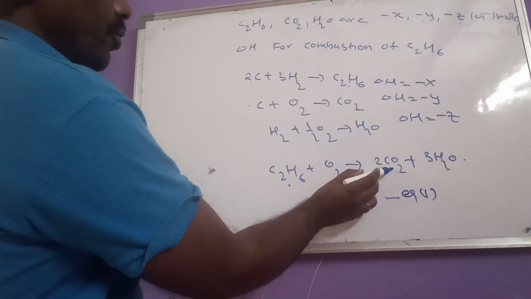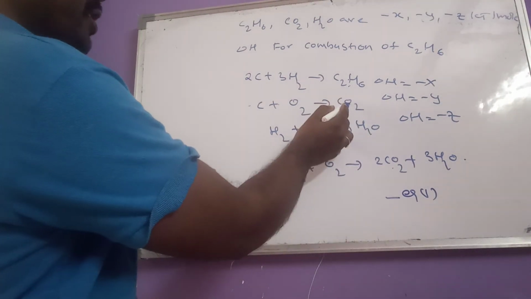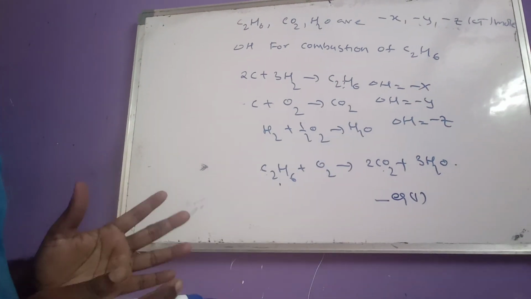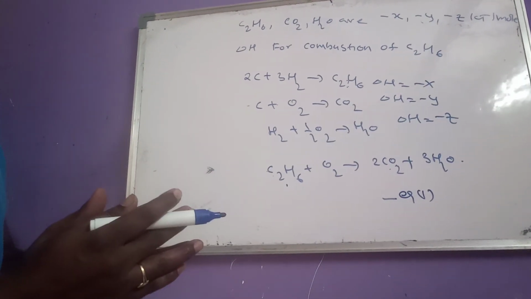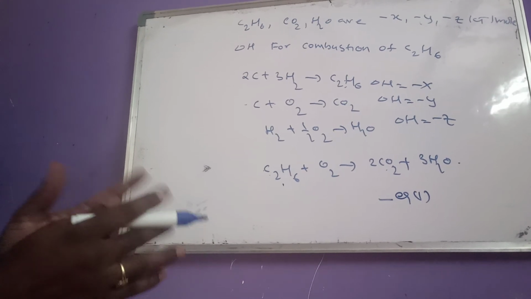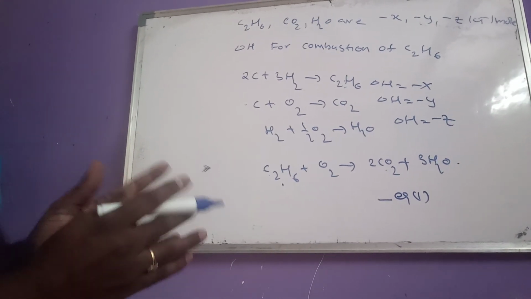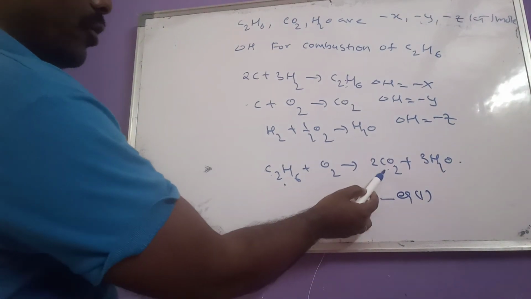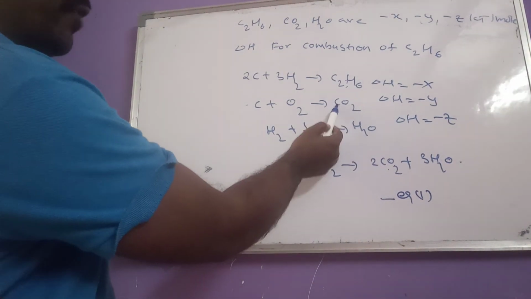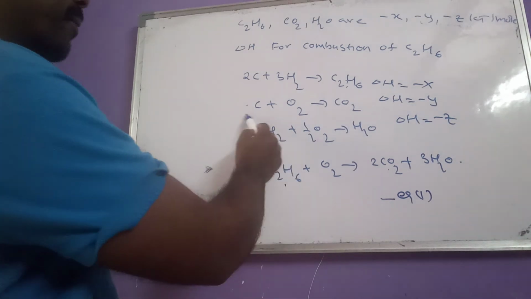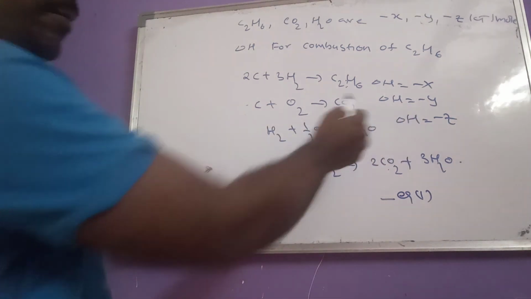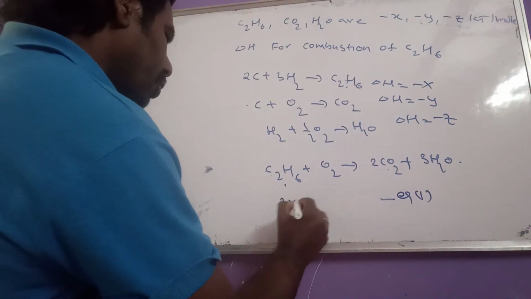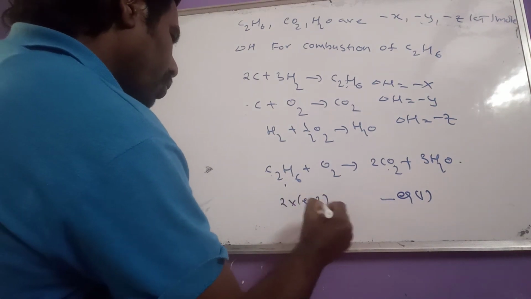Then come to the remaining things. CO2 is present on the right-hand side in both the given and the required equation, so no subtraction is needed; we have to add that equation. But one small change: we need 2 CO2, while here only one CO2 is there. So equation 2 should be multiplied by a factor of 2, so 2 into equation 2.